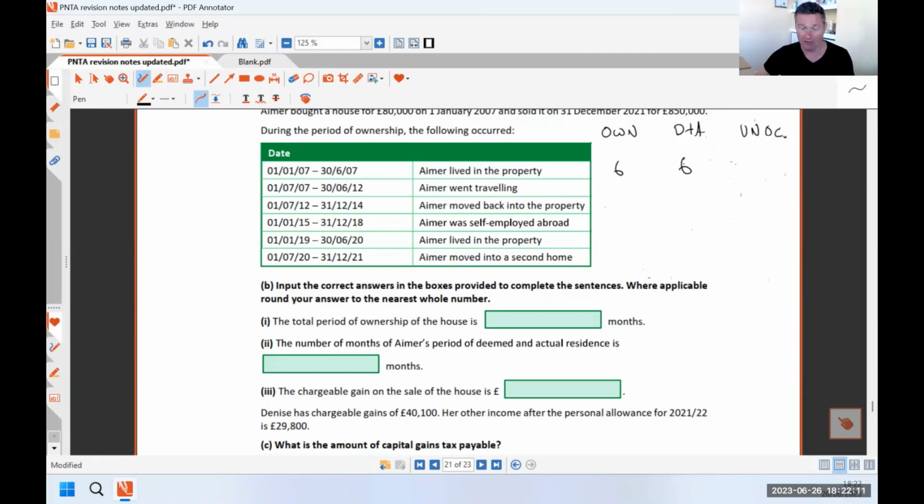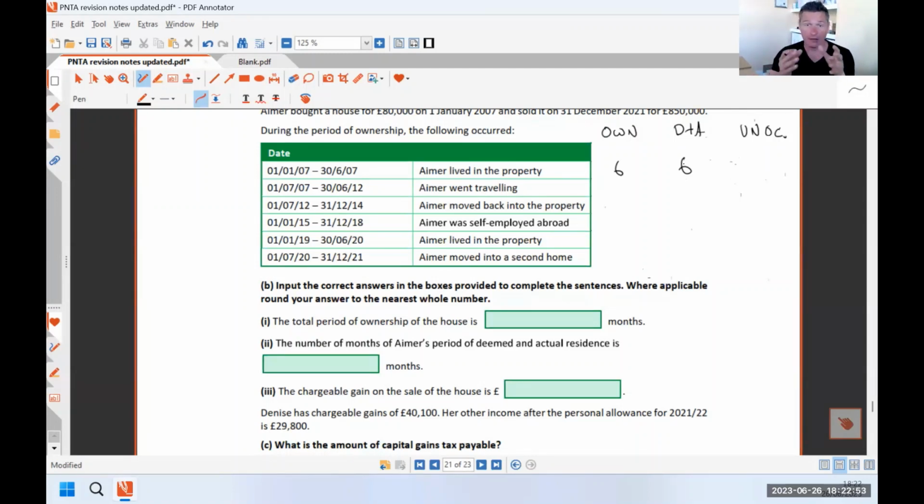He then went traveling. But the great thing is, he then moved back into the property, so we can then claim various rules. Remember the PPR rules, other than the last 9 months, need to be preceded and followed by actual occupation at some point in time. It doesn't have to be direct. So this person's gone traveling, not been to work or anything like that. What rule can we claim here when he goes traveling? Yeah, that's exactly right. If he's not employed or self-employed, 3 years for any reason.